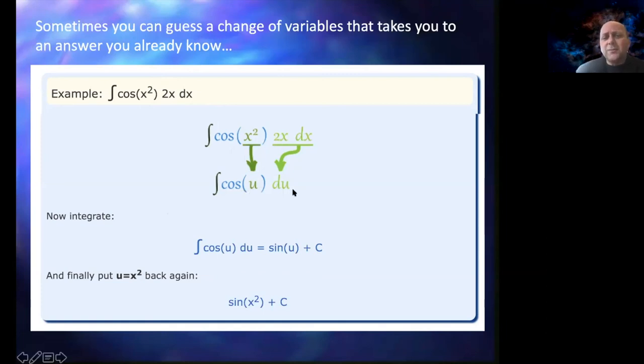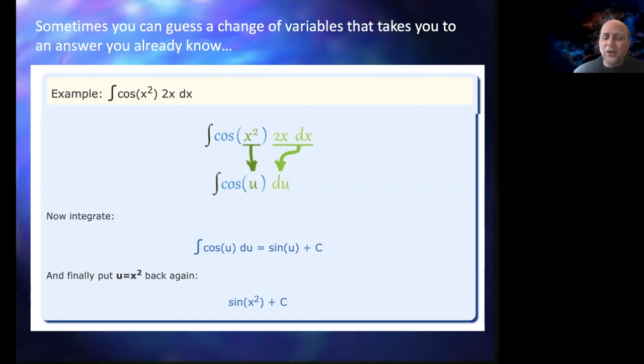Now you recognize something you know how to do. You can integrate cos u with respect to u. That's just the thing that gives you sine u plus a constant. And then you substitute back the x squared for u, and lo and behold, you've got the answer.